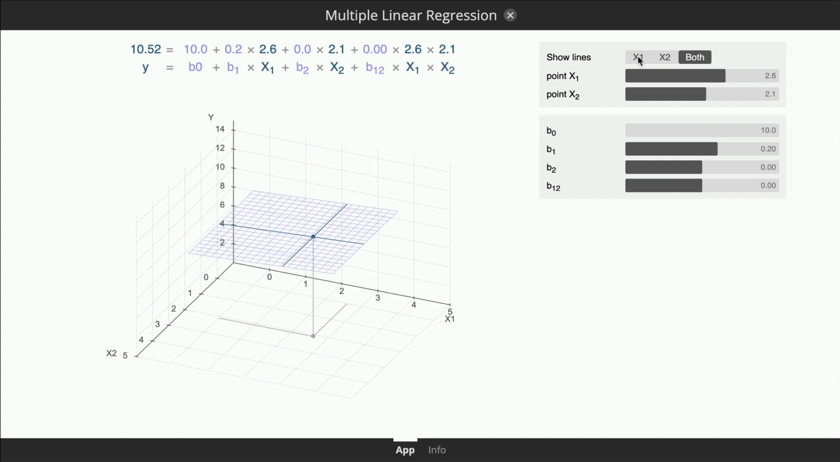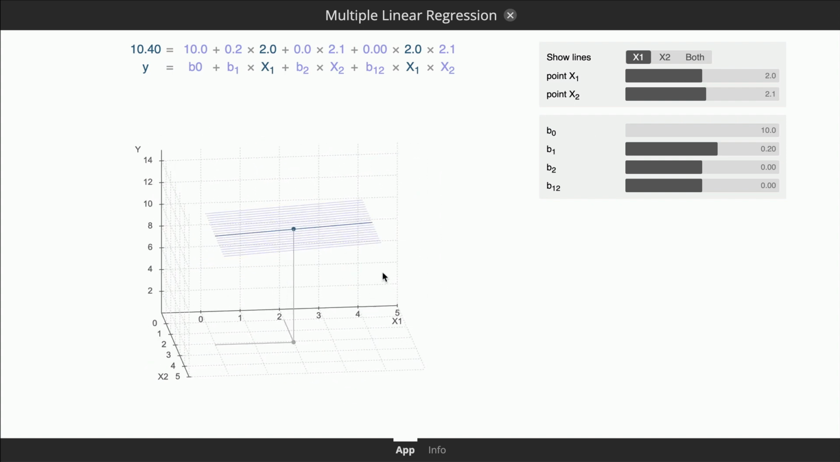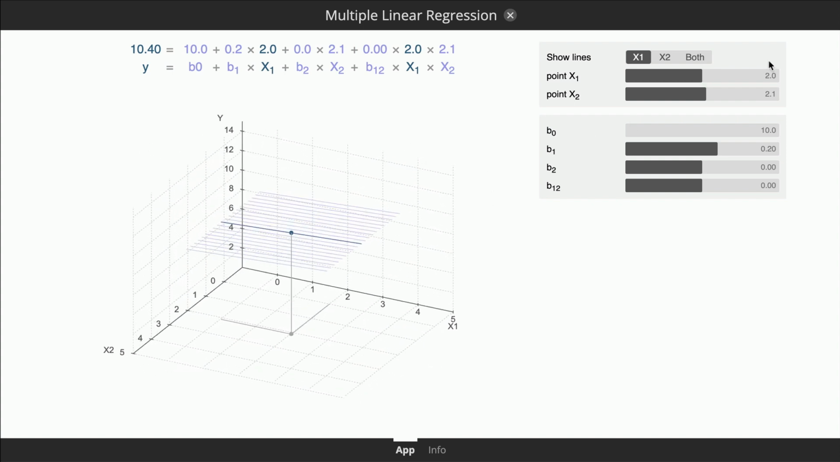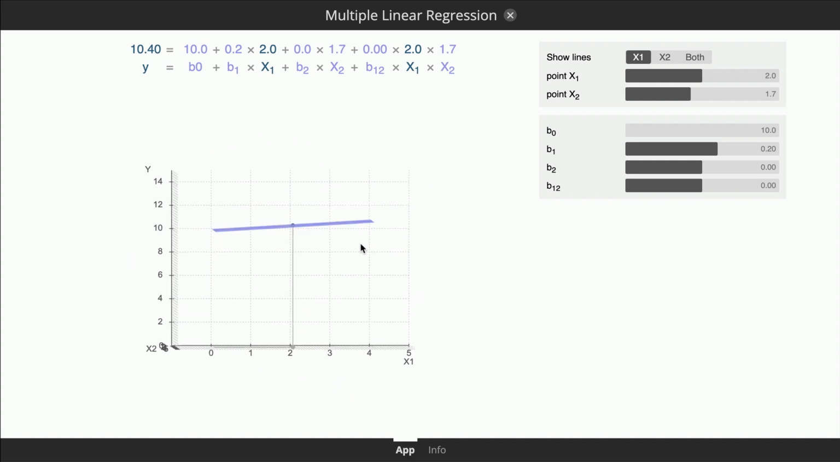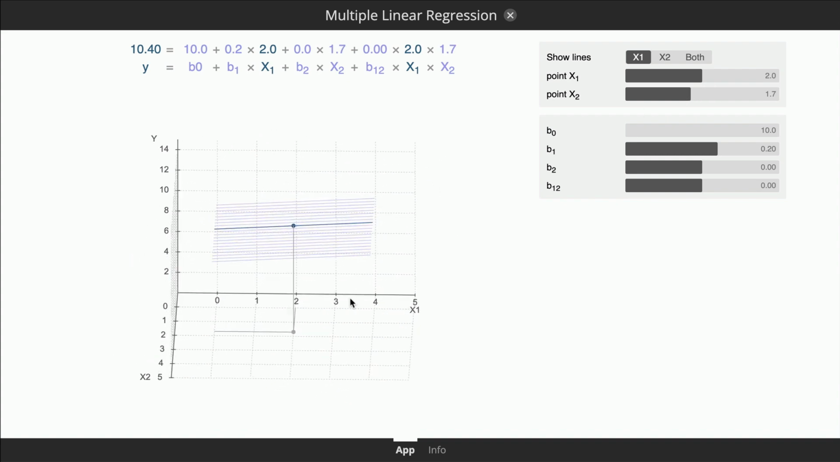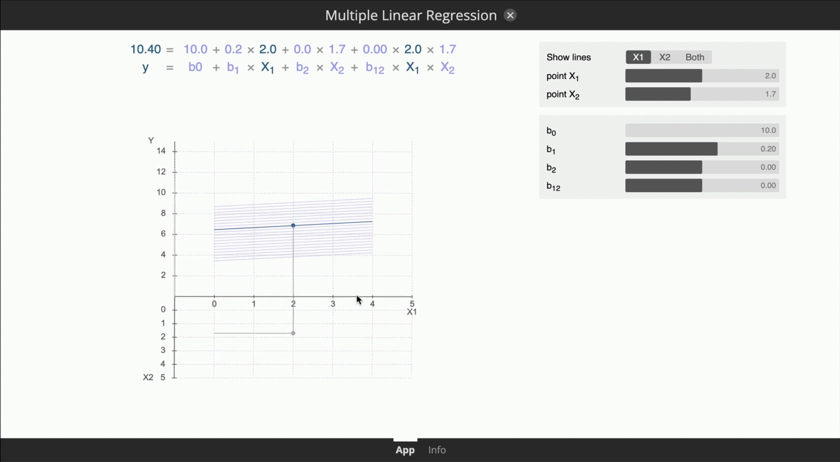I can show you only values for x1. You can see that these are lines that correspond to changes for x1. Then you can see that we just go along this line. Every line is a simple linear regression model for different x2 values. But because the contribution from x2 is 0, it doesn't matter which x2 I choose, because all these lines have the same slope. You can see they have the same slope because we don't have a contribution from x2 yet, right?